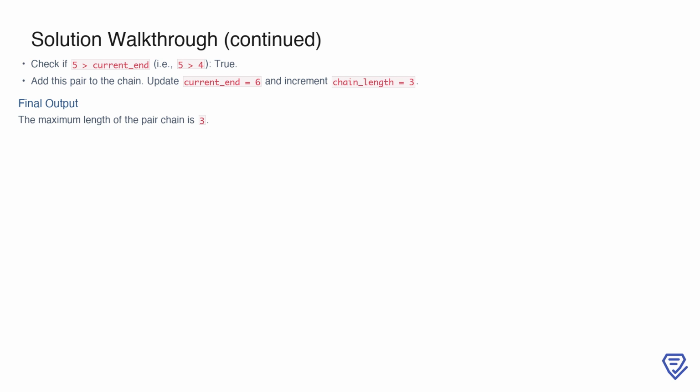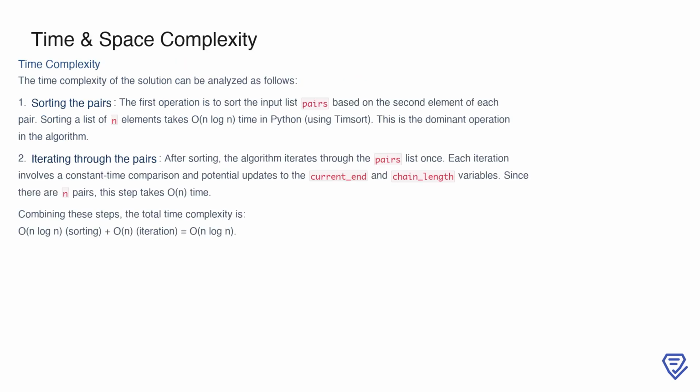By following the same approach, sorting the pairs, initializing variables, and iterating through the list while checking conditions, we can determine the maximum length of the pair chain for any input. To analyze the time complexity of our solution, we start with the sorting operation. The input list of pairs is sorted based on the second element of each pair. Sorting a list of n elements using Python's timsort algorithm takes n log n time, and this is the most computationally intensive part of the algorithm.